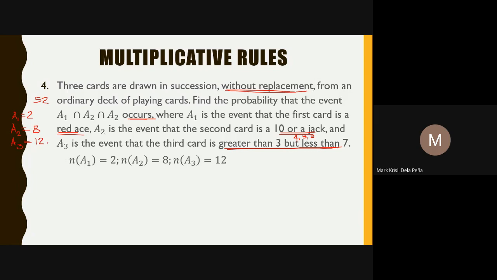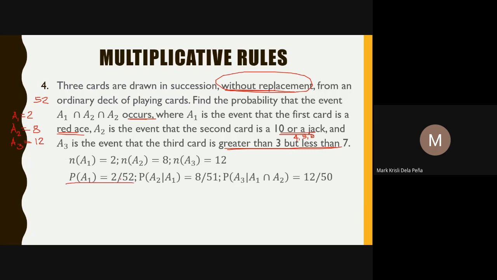Now we might say that these are the probabilities of the three events. However, you have to take note that we are not replacing the cards, which means if we take out one, the number of cards will be deducted by 1. So that will become a conditional probability. These are now the outcomes. In the first draw, we have 2 out of 52. In the second draw, since we got one, the total number of playing cards is now 51. And in the third one, the total is now 50. So these are now our values.